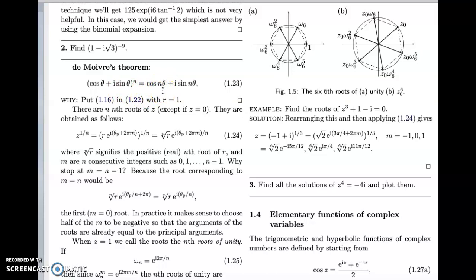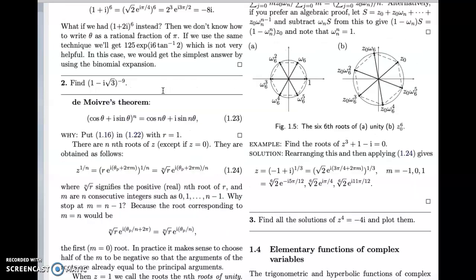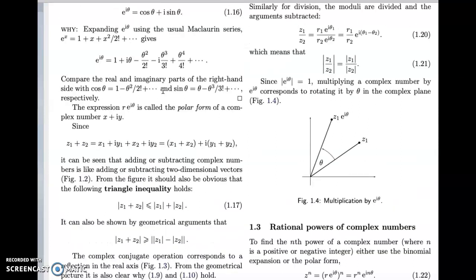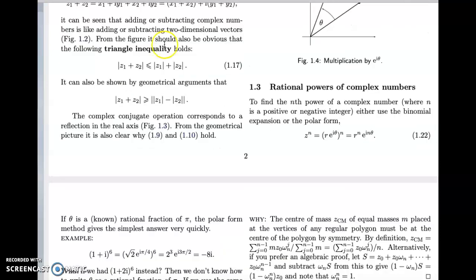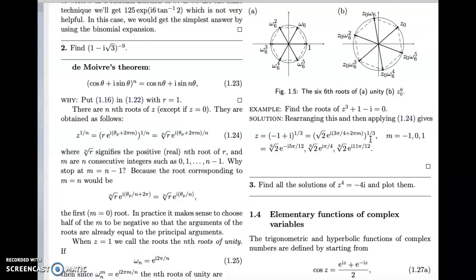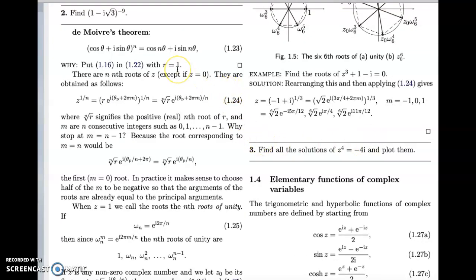But where does it come from? Well, it's very quick to prove. We just use Euler's formula in this. Basically, you just put r equals 1, and you've got e to the i theta is the same as cos theta plus i sine theta, and here you've got that's equal to cos n theta plus i sine n theta.